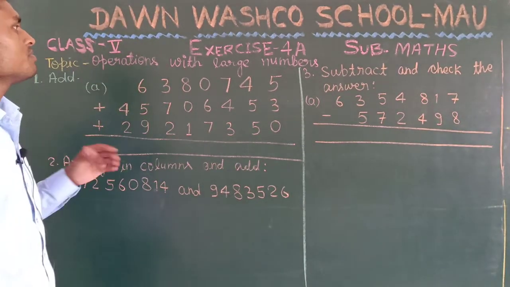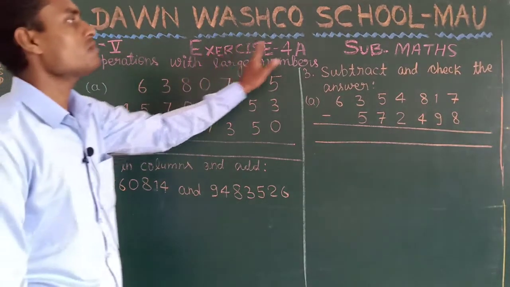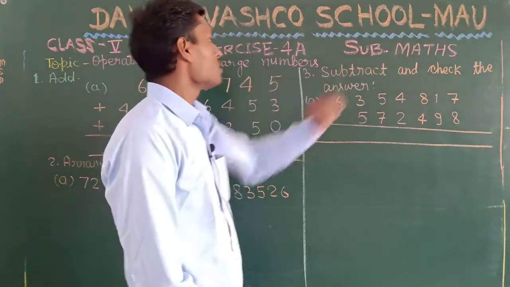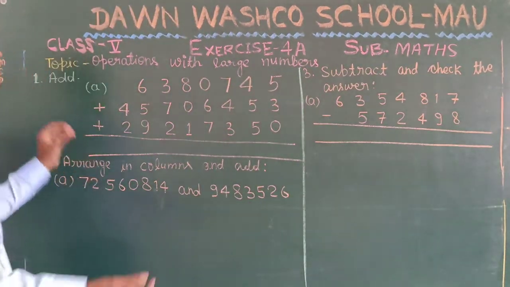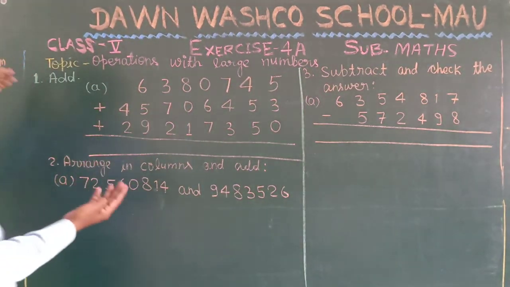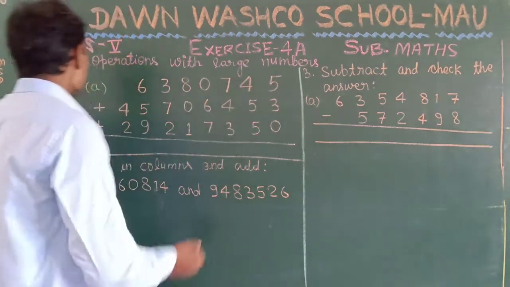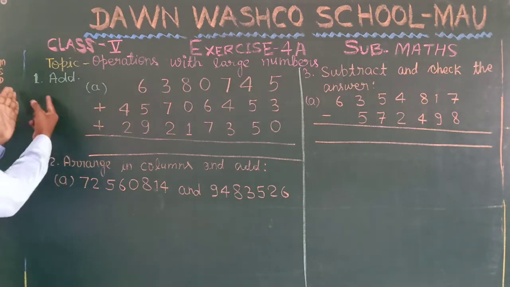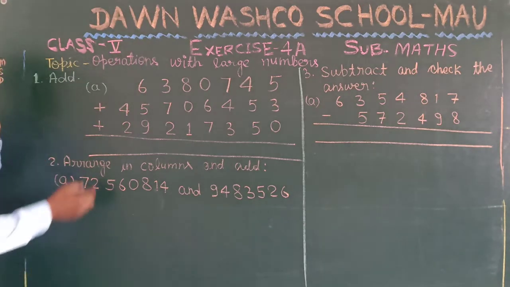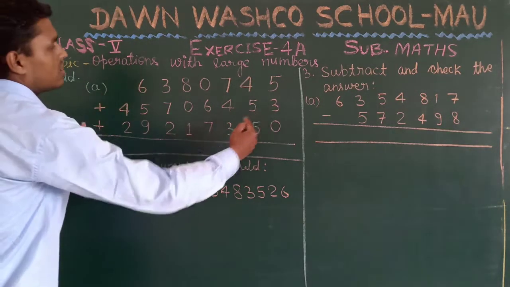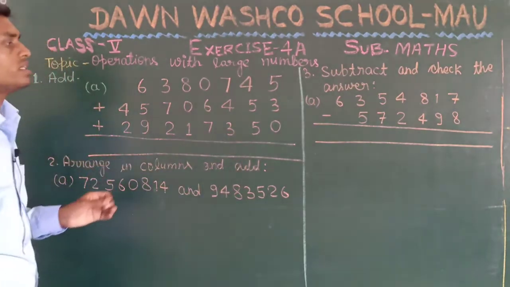So dear students, in this video, we will discuss exercise 4A of your maths book, that is junior maths. The topic of this video is operations with large numbers. Let us solve the first question of exercise 4A. This is add. Here we have a large number and we have to add.